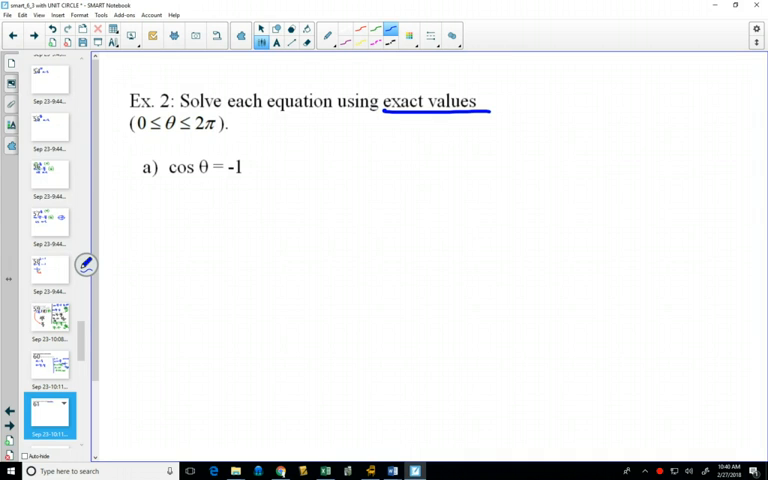So cos of theta equals -1. Do you ever have your x coordinate -1 on your unit circle? Yes. When does that happen? The only place is when the angle's pi. And that's all you'd have to write for this question. Just write down the answer.